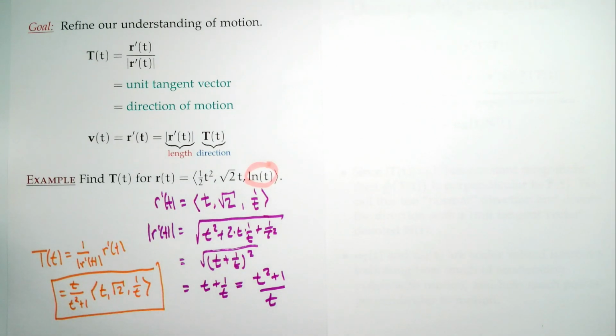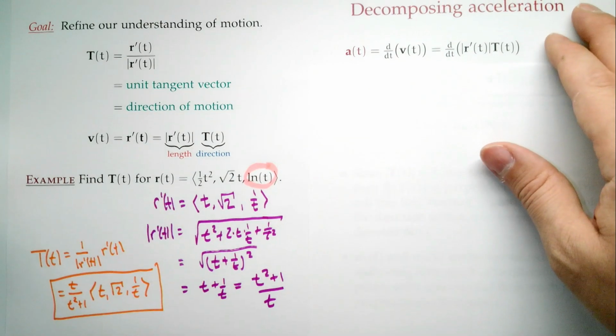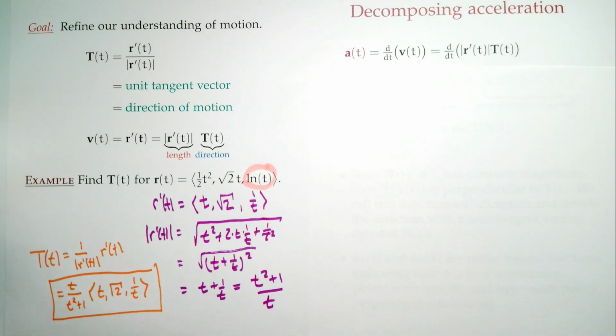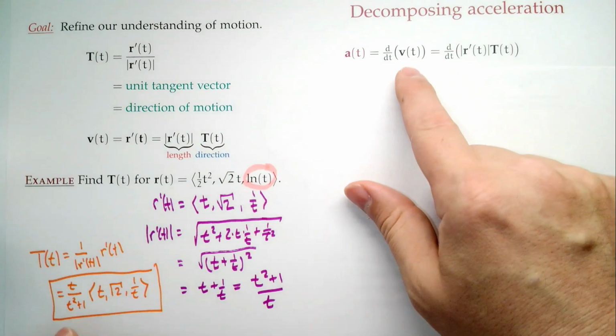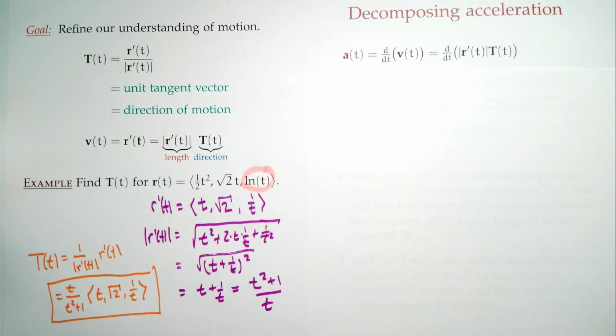All right, well, what comes after velocity? Acceleration. And I think acceleration is a little bit more interesting. Now, how do you get acceleration? What do you do? Take the derivative of velocity. So that's what we're going to do. We're going to take the derivative of the velocity. And we just said, a few moments ago, that velocity is this magnitude of r prime times this unit tangent vector. And therefore, I'm going to replace velocity by this expression. And now, let's see what happens.